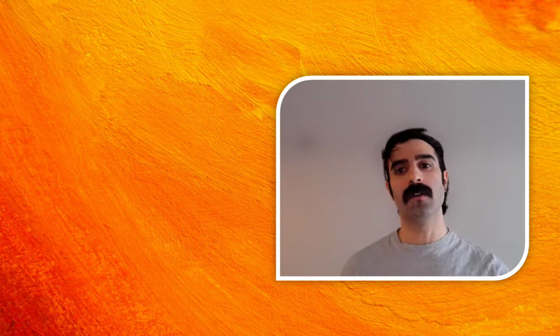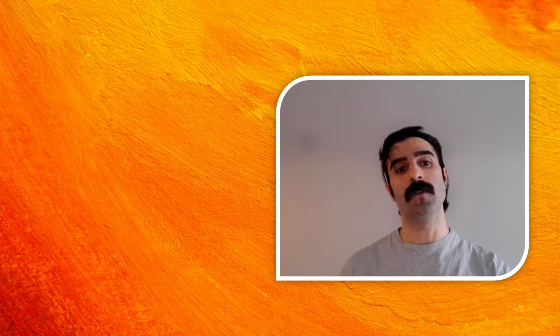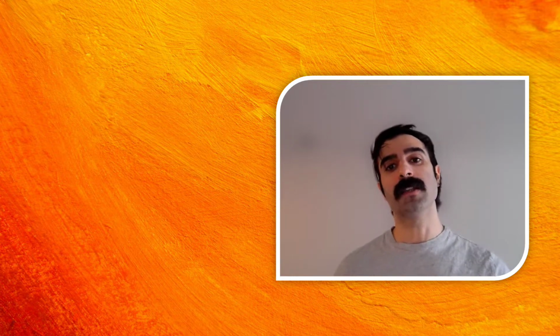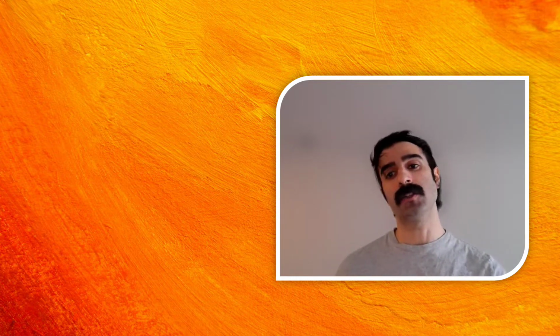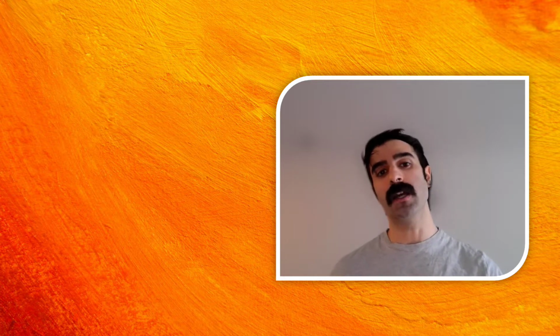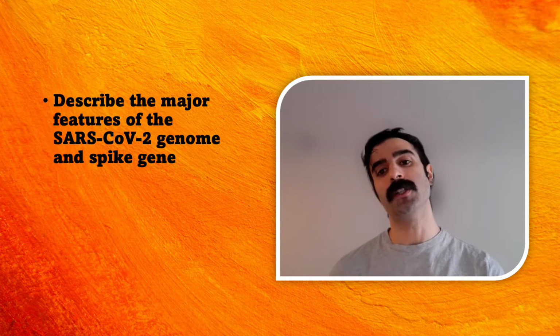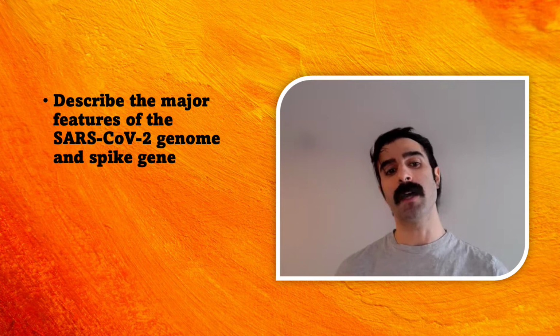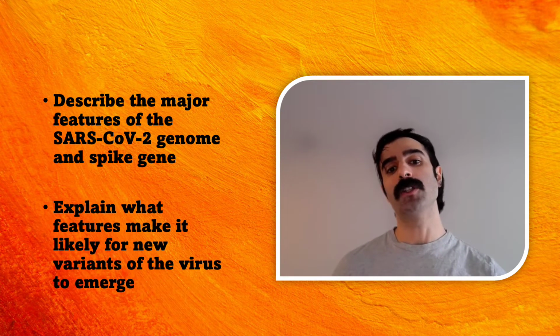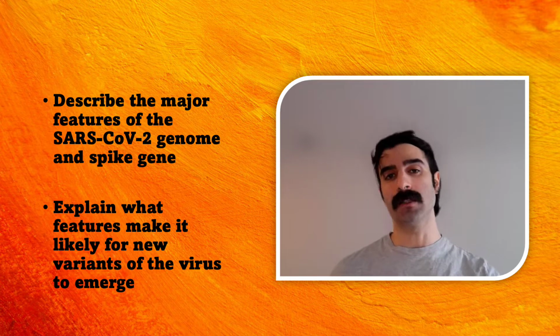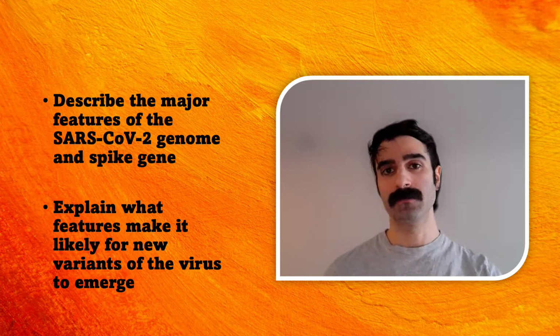In this video, we'll take a look at the genome of SARS-CoV-2. Then, we'll discuss how the virus can mutate and how natural selection may lead to the emergence of new variants. By the end of this video, you should be able to describe the major features of the SARS-CoV-2 genome and spike gene, and explain which features make it likely for new variants of the virus to emerge.